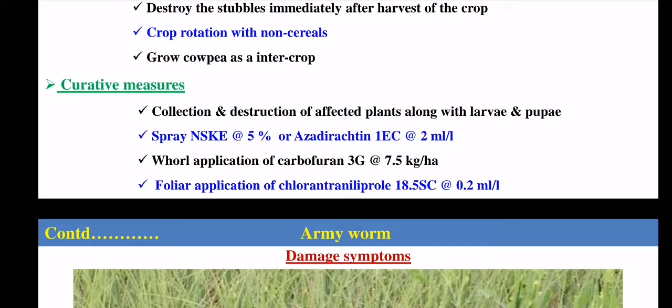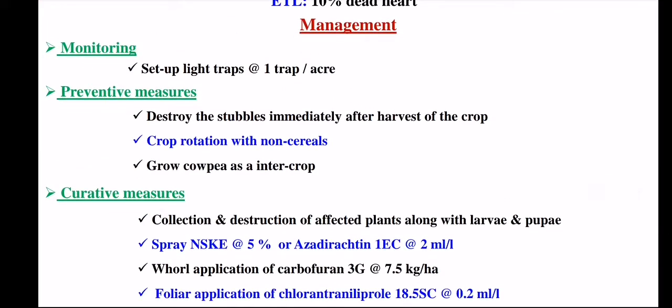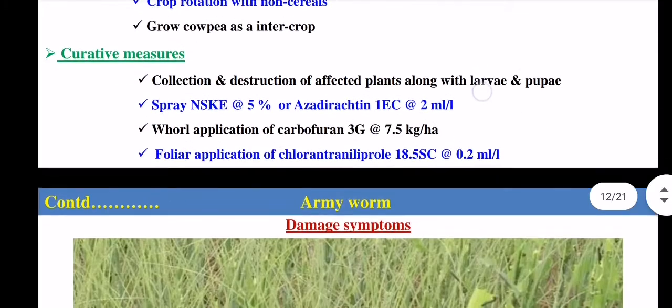And then curative measures: you can do hand picking, collecting the larval stage along with the larvae and pupae from the affected plants. You can also spray neem seed kernel extract, that is NSKE, at the rate of 5%, or Azadirachtin at the rate of 2 ml per liter. For foliar application, you can apply chlorantraniliprole spray at the rate of 0.2 ml per liter. So these are the management strategies of the stem borer.